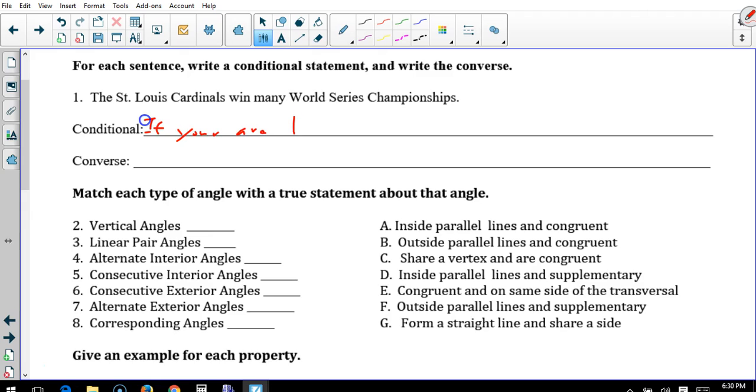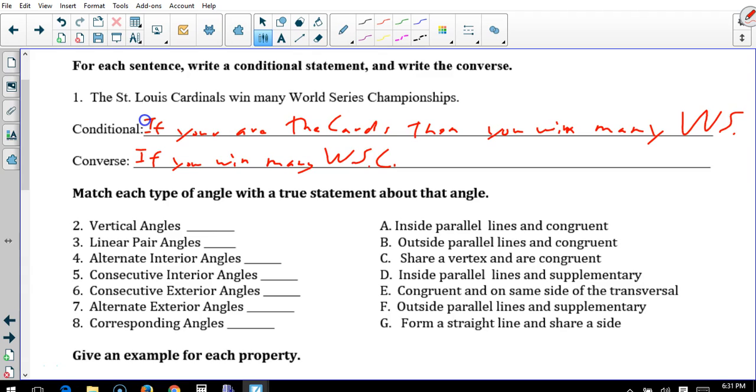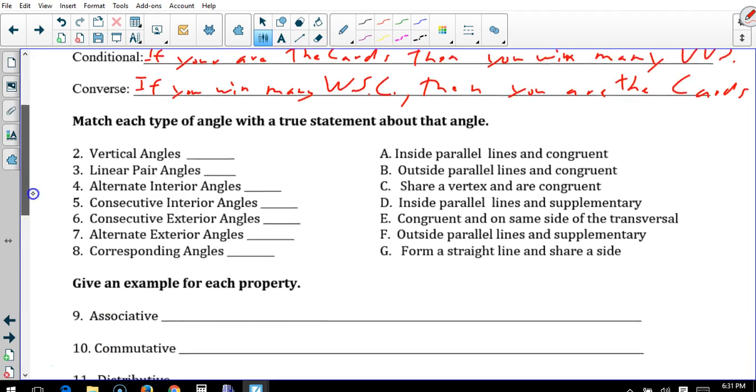If you are, I'm going to say, the Cards, then you win many World Series. And the converse is you just switch it. If you win many World Series championships, then you are the Cards. And that's not necessarily true because the other teams have won many championships.